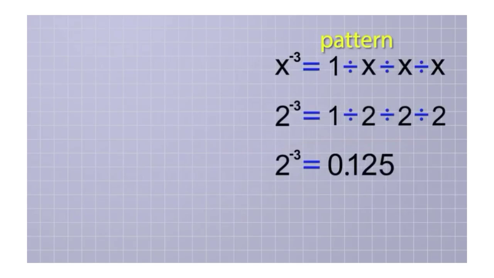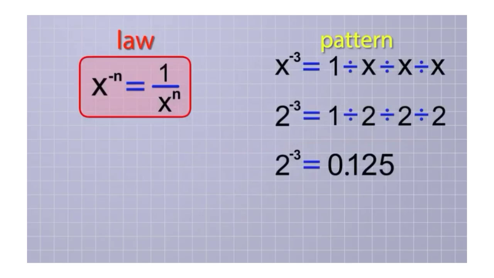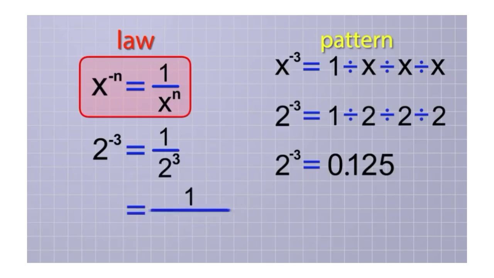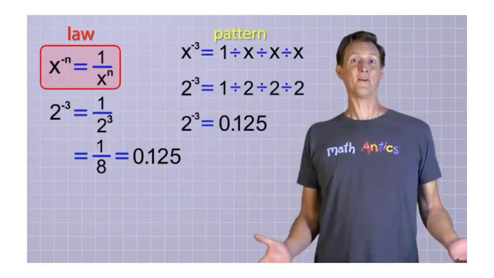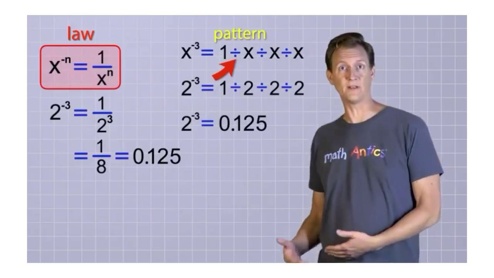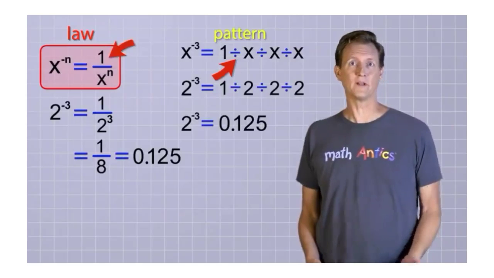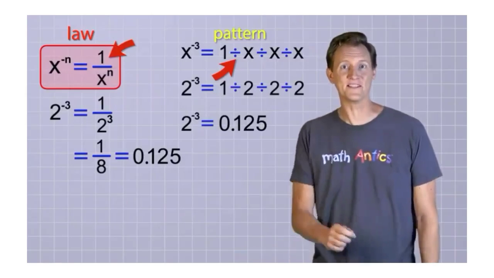Now let's write it in fraction form like our law of exponents tells us we can. 2 to the -3rd power would be the same as 1 divided by 2 to the 3rd power. And that's the same as 1 over 2 times 2 times 2, which simplifies to 1 over 8, and 1 over 8 simplifies to 0.125. See, whether you write it as a pattern of repeated division or in fraction form, like our inverse law shows, you get the same answer.